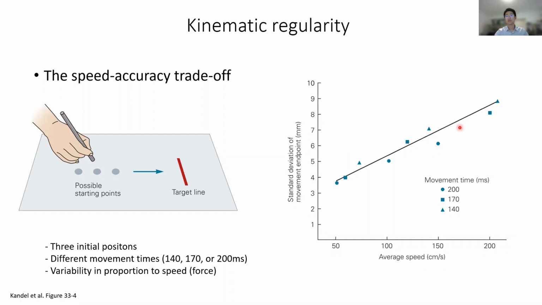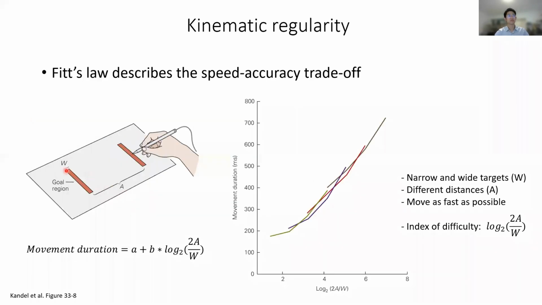What we see here is that once you have larger speed, you become more variable, or in other words, you are less accurate in the end position. Since you have higher speed, you also have higher force, and higher force also leads to more variability. But in this case, the target line is fixed. What if we vary the target region?